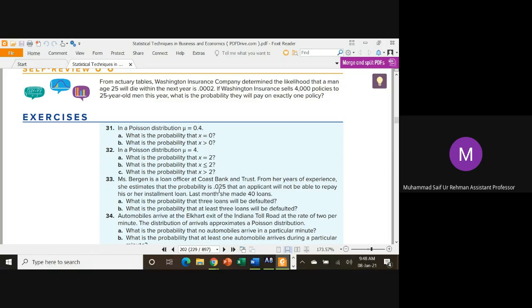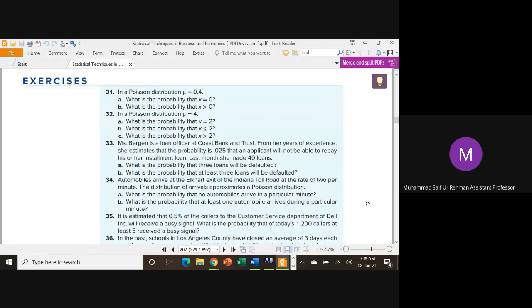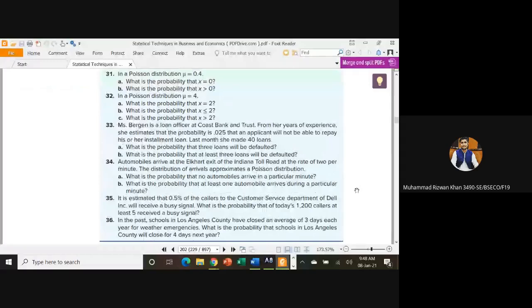So you will simply multiply 0.025 with 40. This will give you the answer, and that value will be the average. Then you will find out different probabilities, whatever is required. So what is mu in this case? 10, sir. Calculate it again. 0.025 multiplied by 40.